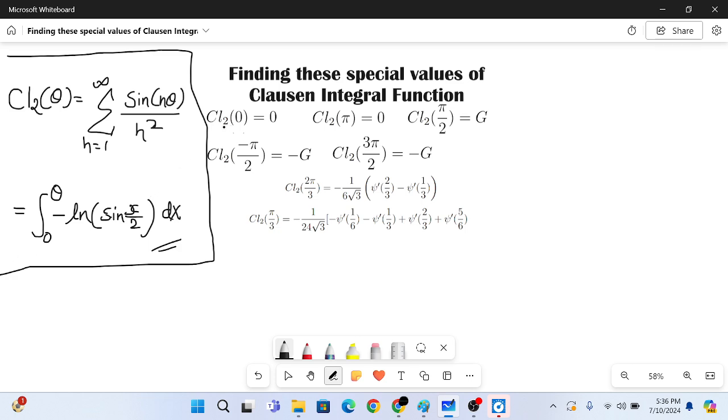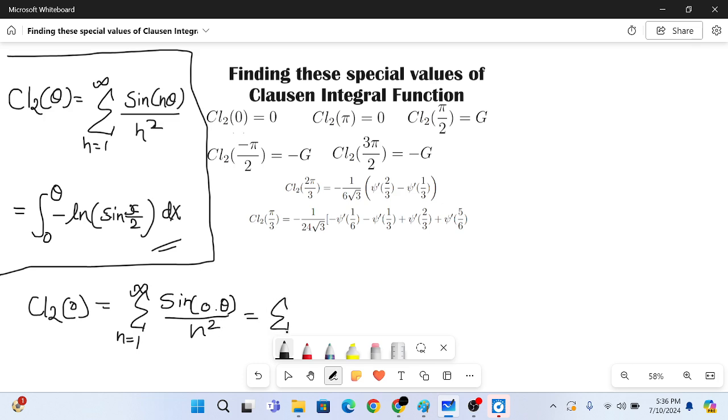First of all, CL2 of 0 is 0. It's obvious because if you put theta as 0, sine of 0 will just be 0, and a sum of zeros will just be 0. CL2 of 0 will just be the sum from n equals 1 to infinity of sine of 0 times n by n square, and sine of 0 is just 0. So that's why the sum of zeros will obviously be 0. So CL2 of 0 is 0, and the first one is proved.